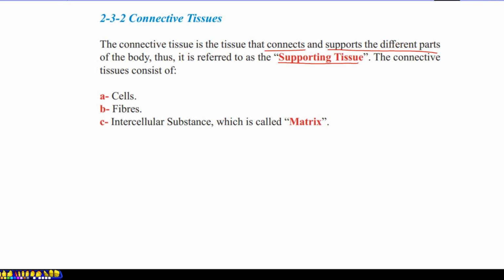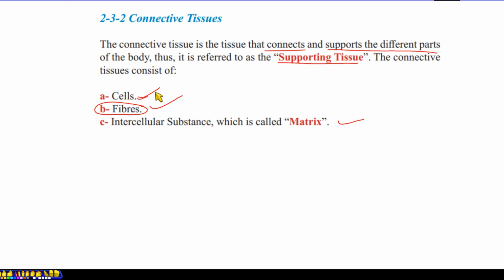We remember the definition of tissue. We said it is made up of a group of similar cells in addition to intercellular substance. But in connective tissue, more than other tissues, there are also fibers which link and support body parts. So we call it connective tissue and supportive tissue. Simply, connective tissue is made up of three main components: cells, fibers, and intercellular substance, known as the matrix.